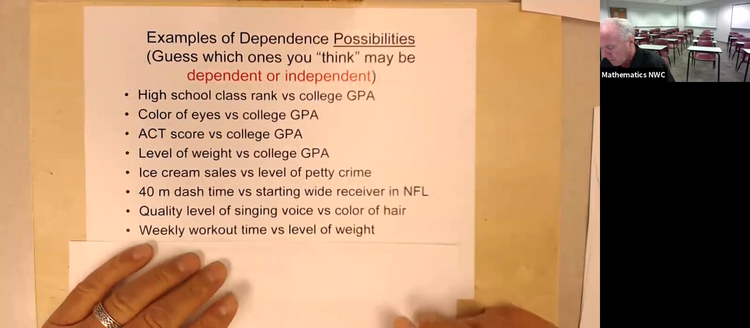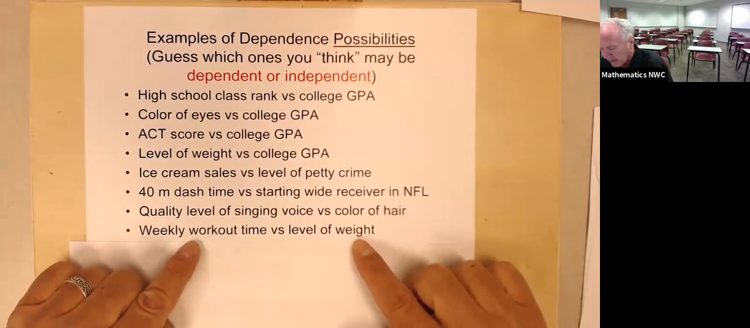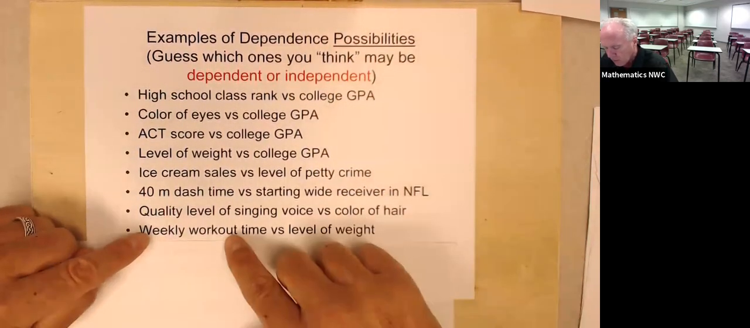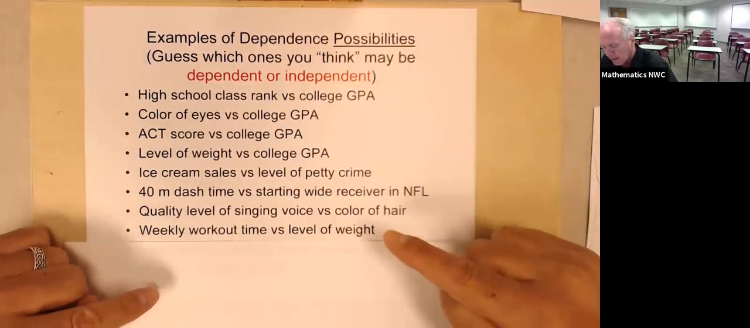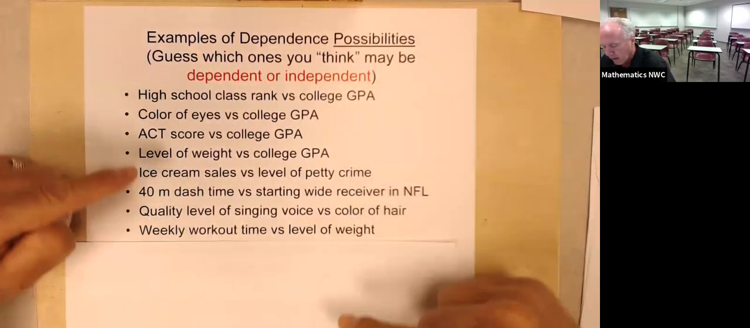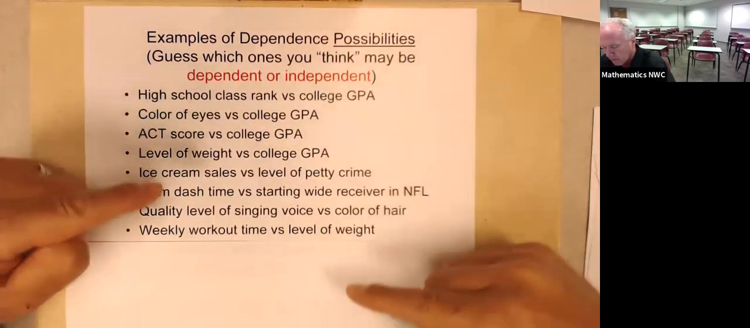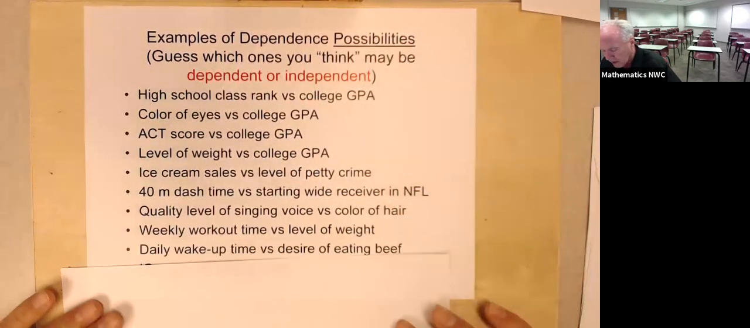Weekly workout time versus level of weight. Well, you might guess they are dependent. The more you work out, the lower your level of weight. They are opposite, but they are definitely dependent. They move in correlation with each other.